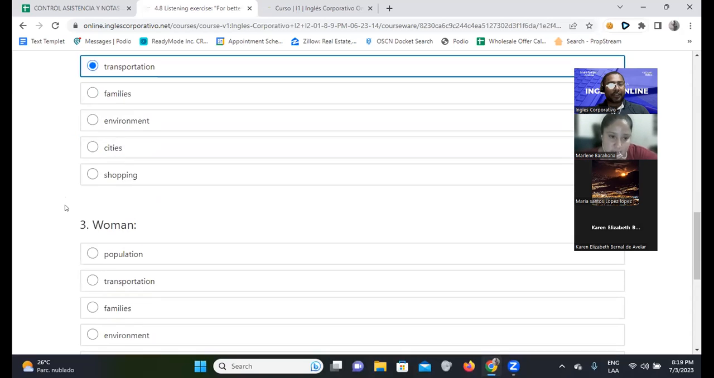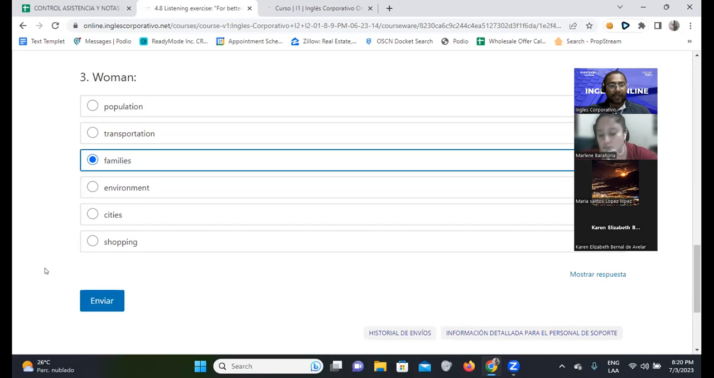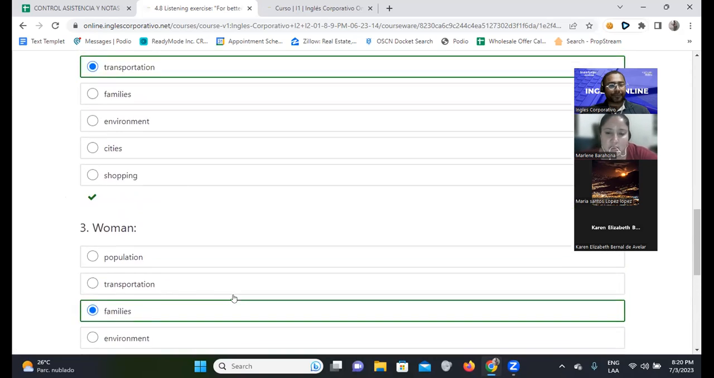Transportation. Good. The last one, number three, woman. What is she talking about? Population, transportation, families, environment, cities, or shopping? Families. Good job.